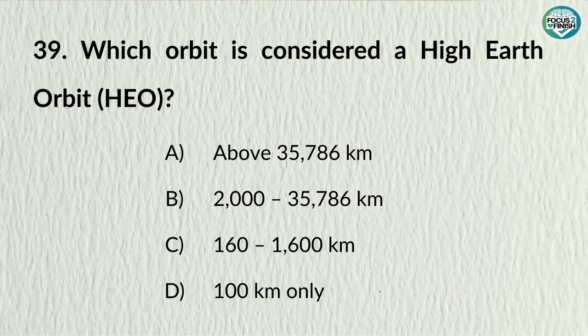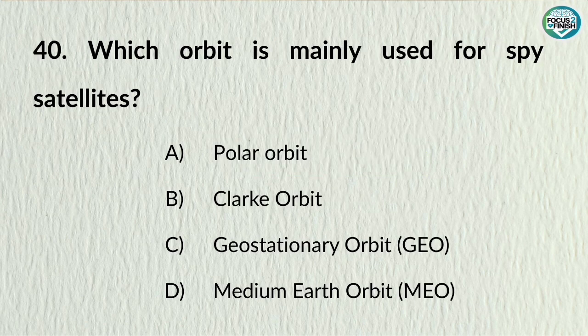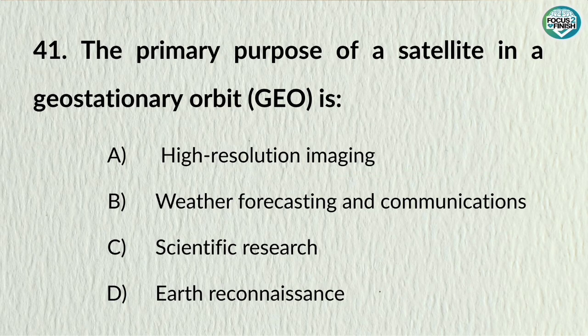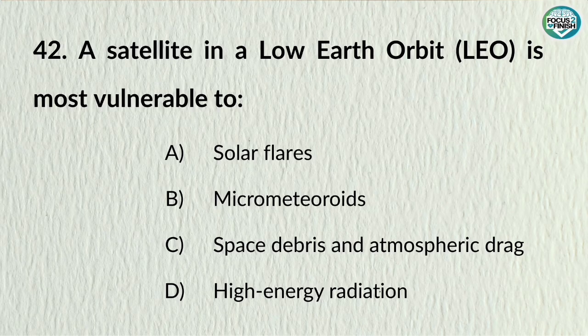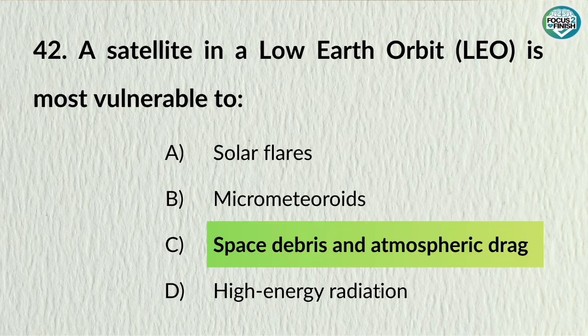39. Which orbit is considered a high Earth orbit, HEO? Answer: above 35,786 kilometers. 40. Which orbit is mainly used for spy satellites? Answer: polar orbit. 41. The primary purpose of a satellite in a geostationary orbit, GEO, is? Answer: weather forecasting and communications. 42. A satellite in a low Earth orbit, LEO, is most vulnerable to? Answer: space debris and atmospheric drag.